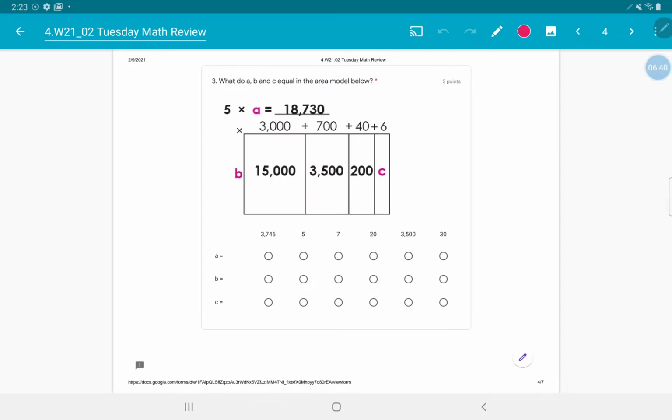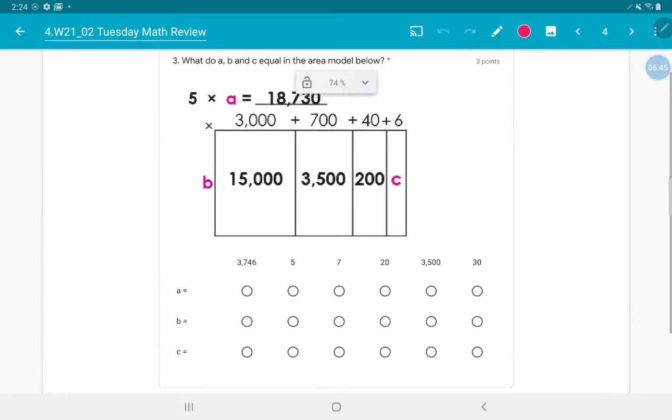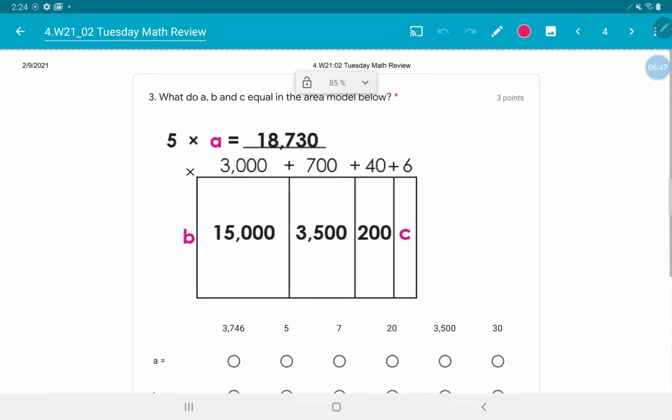How am I going to know what A is in this problem? How am I going to know what A is, Brayley? Because you add those 4 numbers. Yeah, I'm going to look at the length of my rectangle. I have 3,000 plus 700 plus 40 plus 6. So I know that's the other part that I'm multiplying. A is going to be equal to 3,746.